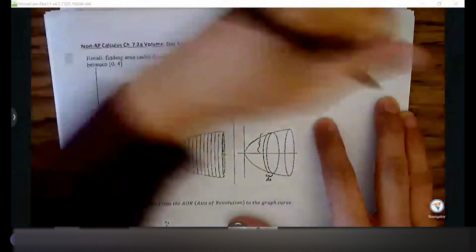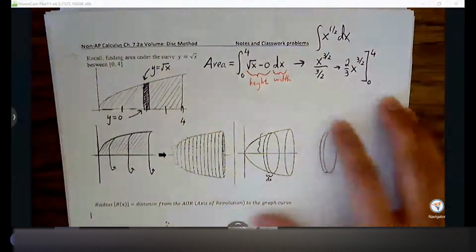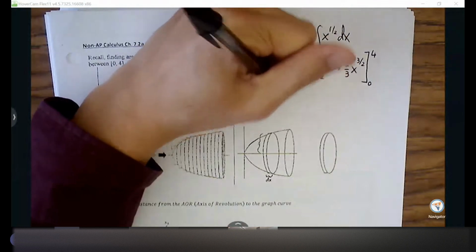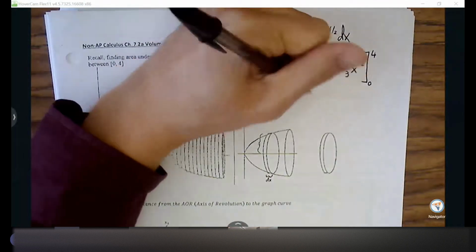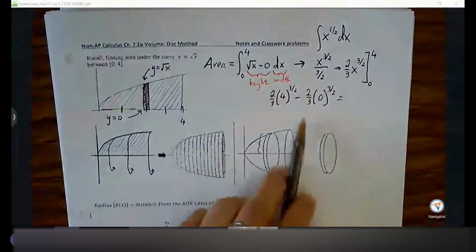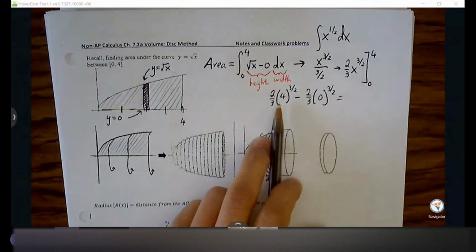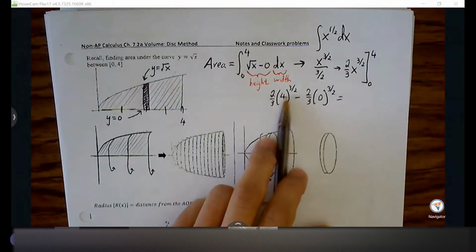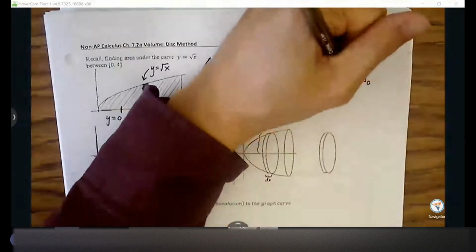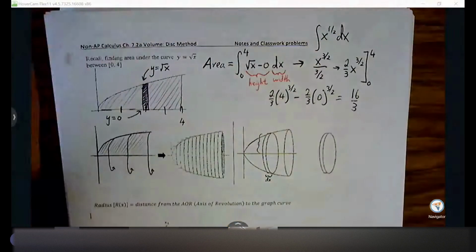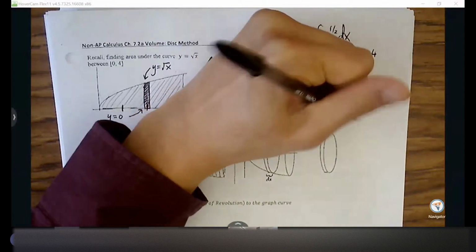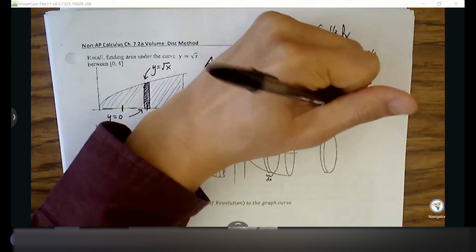And then evaluate your bounds from 0 to 4, but you're always evaluating the top first. The 0 goes away. You can work this out by hand. Square root of 4 is 2. 2 cubed is 8. 8 times 2/3 is 16 over 3. Or use your calculator. But essentially, we have area being 16 over 3, and we say units squared because it's a two-dimensional unit.